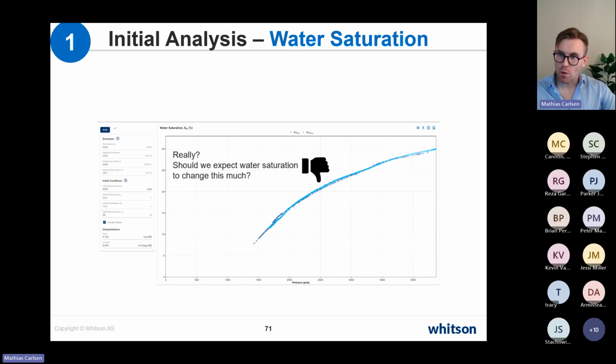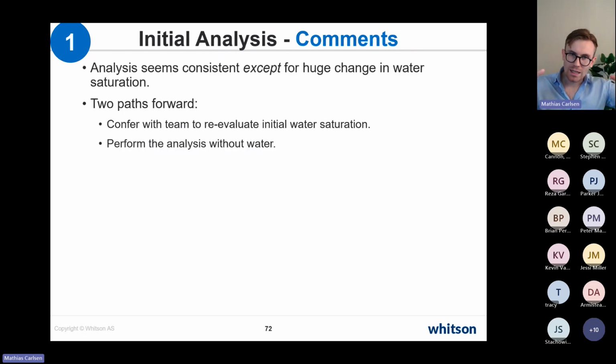So here they had to go back and check what's going on with their water. They had two paths forward from this. The first thing would be, we need to go and reevaluate the initial water saturation with the petrophysicist, because 30% is obviously wrong, at least for the whole tank. Maybe it is for the target formation that you're draining, but maybe we're tapping into a lot of formations with more water. So that's one path.